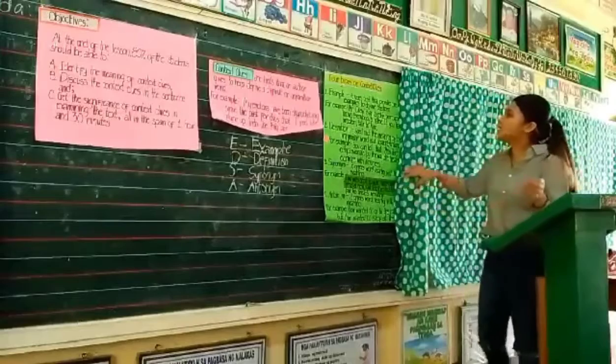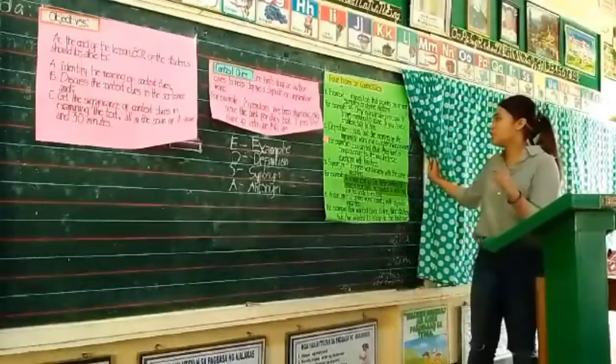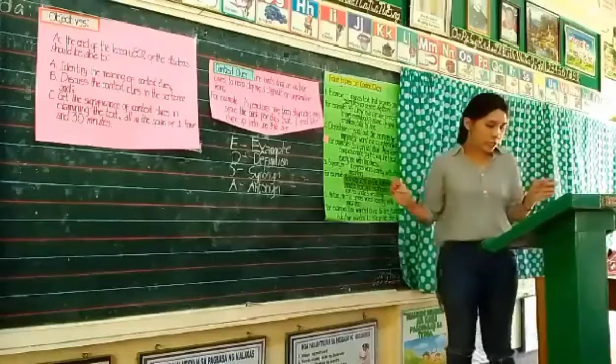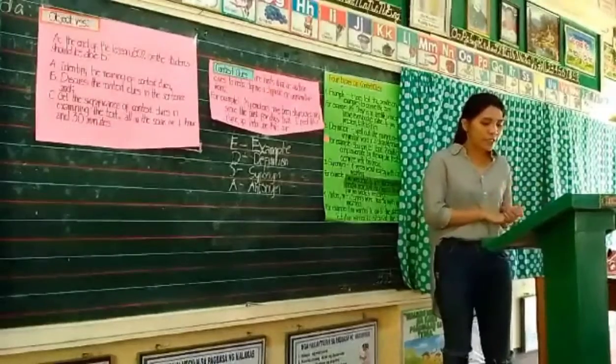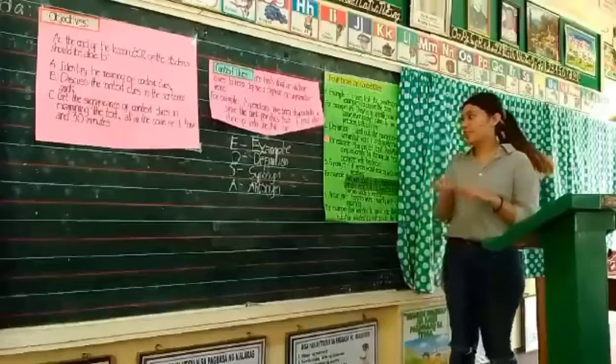So the second type of context clue is called the definition. It spells out the meaning of the unfamiliar word in a straightforward manner. And this type of context clue is explained within or after the sentence.